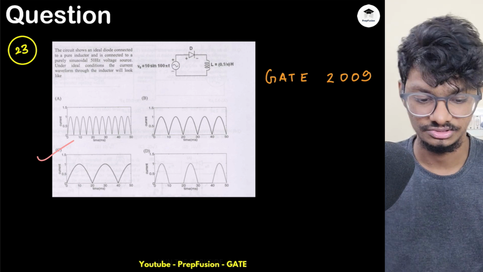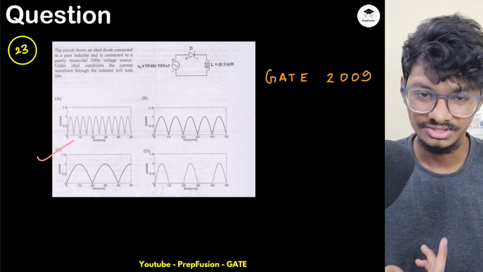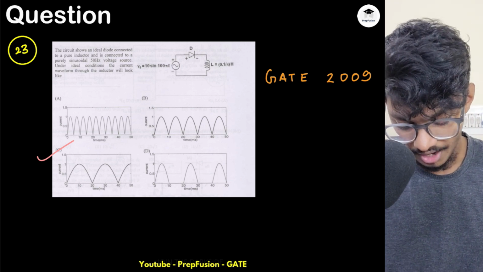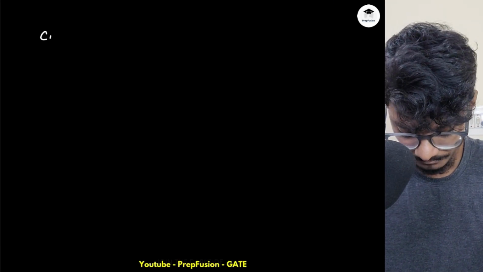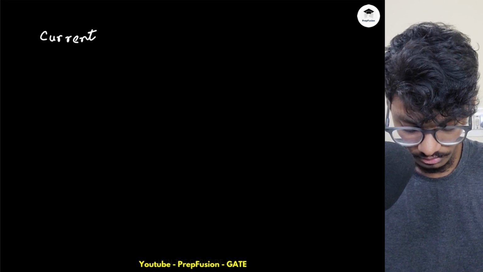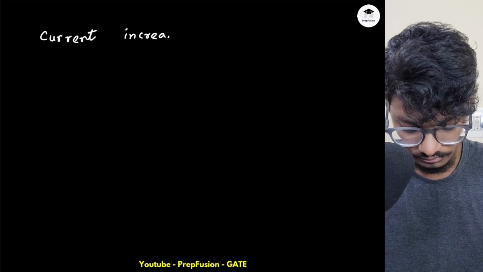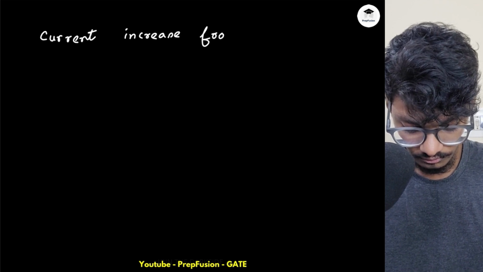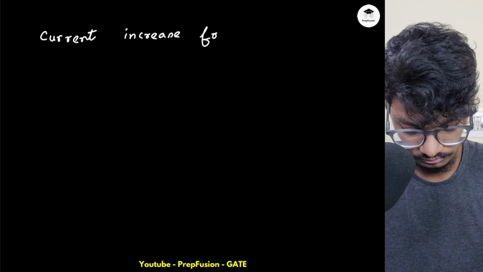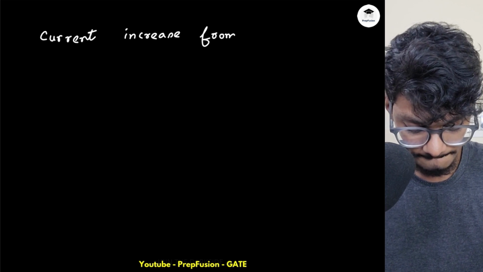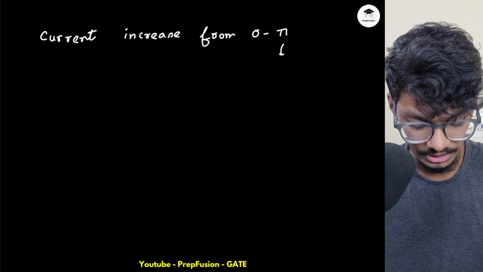till 20 milliseconds. So this is simple only. Okay. So nothing much to worry. Just you have to find out the half cycle time period. So current, I will say, current will increase from 0 to pi. So what is pi?